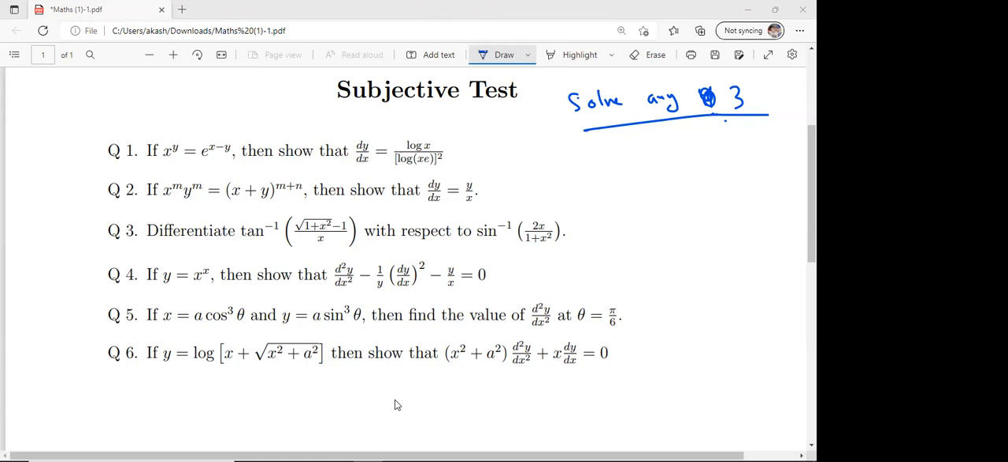Sir, in the second question, I have a doubt. What is the doubt? Sir, it says x to the power m and y also to the power m, it should be y to the power n, right? Yes, you can solve using both. Both are solvable. Whatever you find right, no issues.